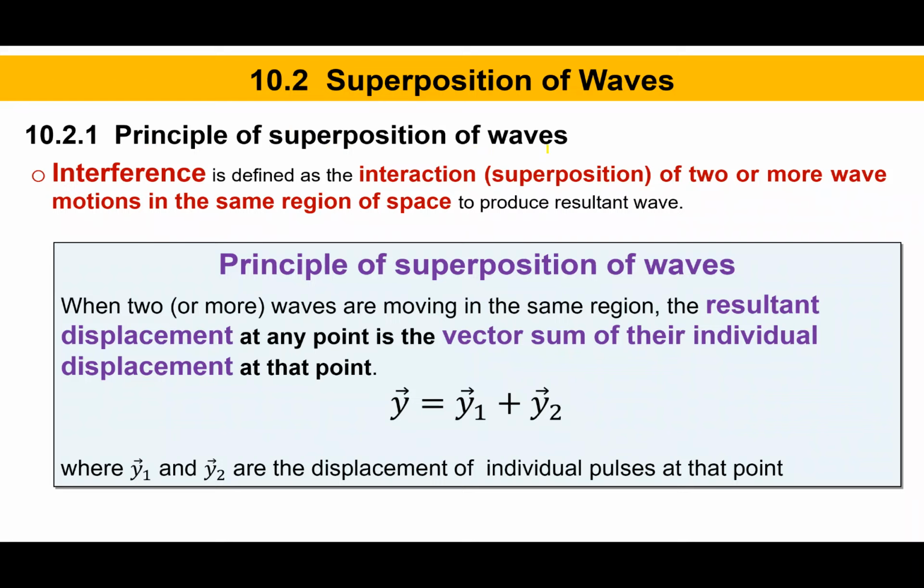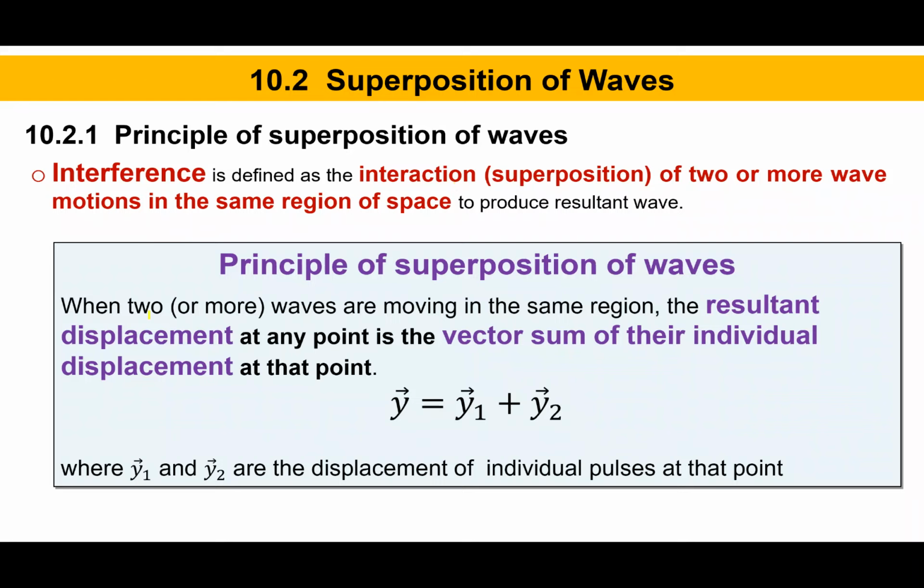So apa itu principles of superposition? Interference. First, sebelum you tahu you punya principles of superposition, you kena tahu dulu apa itu interference. So interference is defined as the interactions of two or more wave motions in the same region of space to produce a resultant wave. Maksudnya apa? Interaksi bila mana ada dua ataupun lebih wave bertindak ataupun overlap pada satu region yang sama.